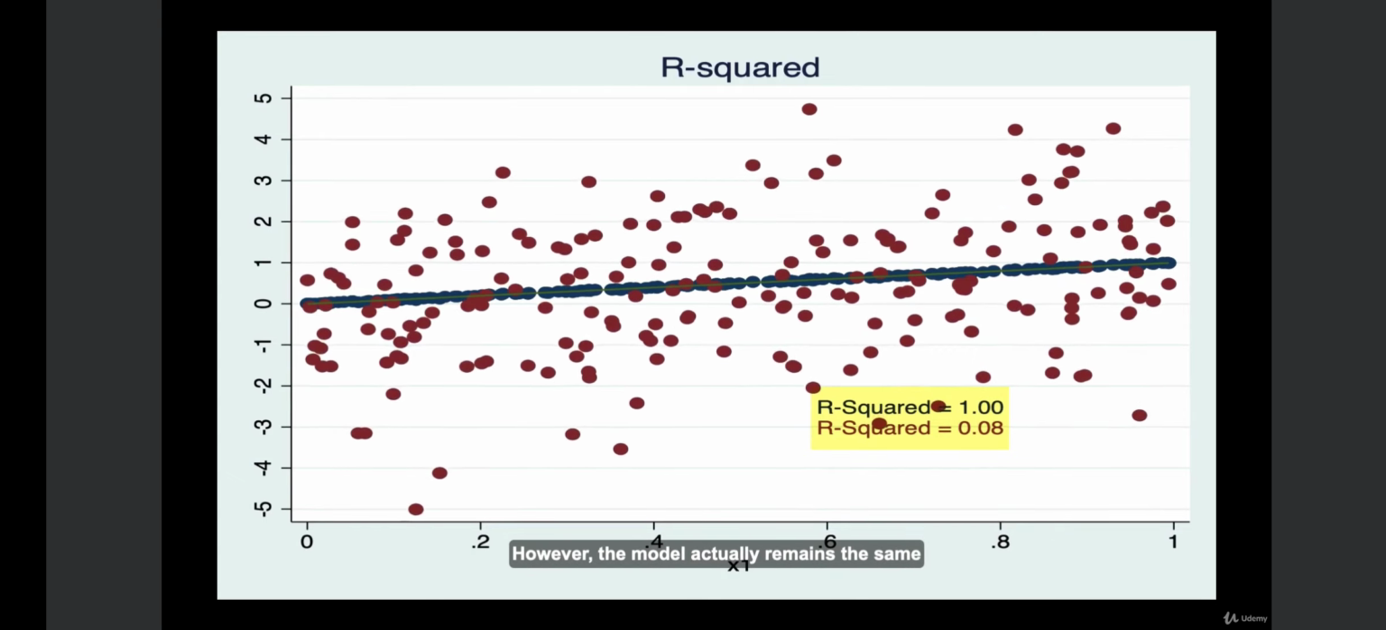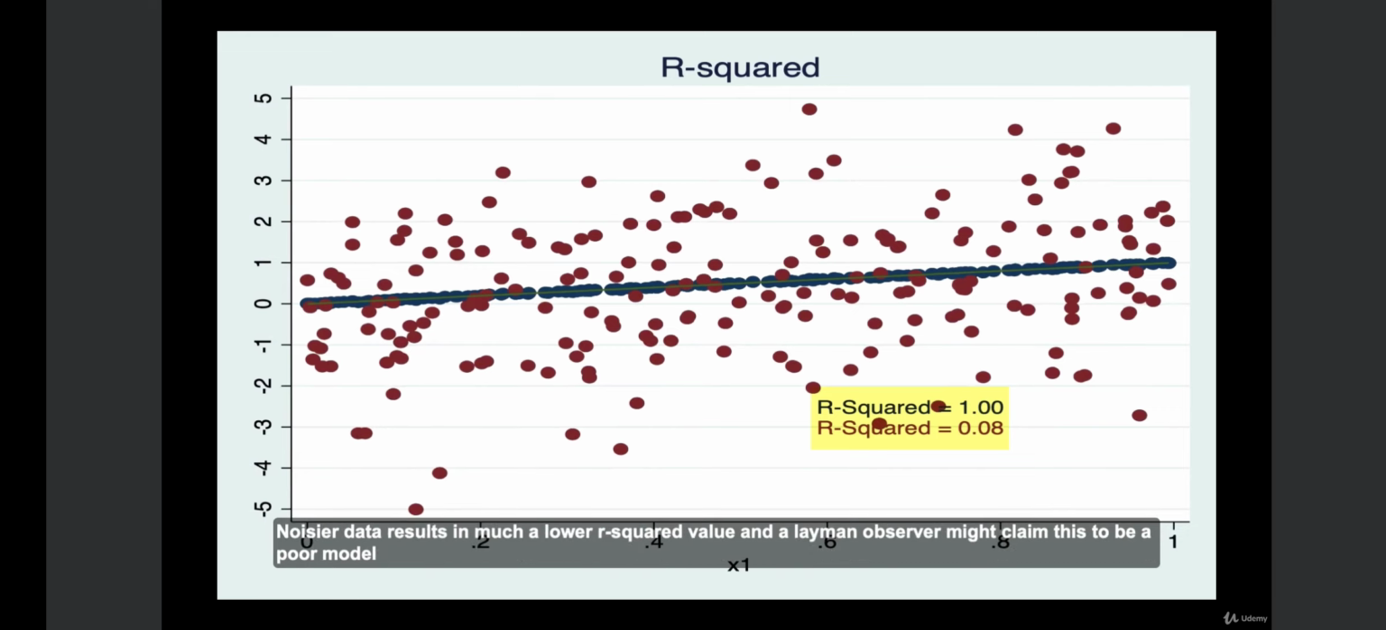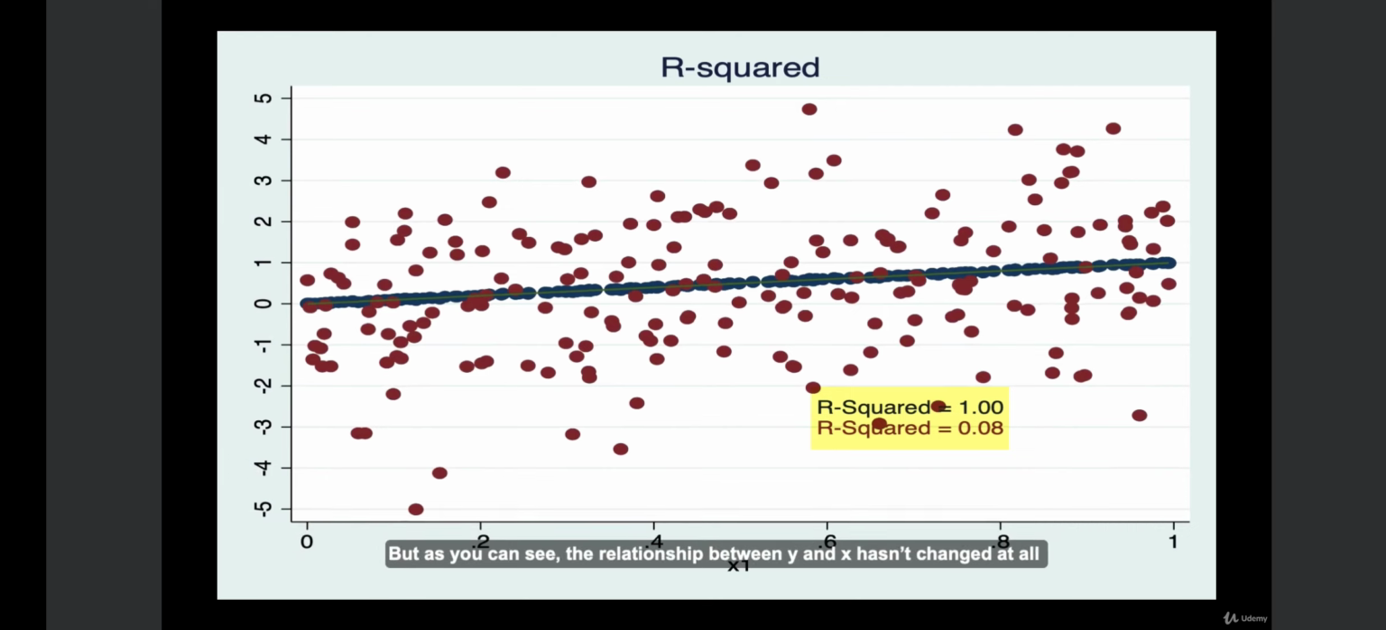However, the model actually remains the same. What is changing is only the noise around the data. Noisier data result in a lower R-squared value, and the layman observer might claim this to be a poor model. But as you can see, the relationship between y and x hasn't changed at all, and the model continues to recover the correct coefficient value. Both models in this case have the same validity, even though they have different R-squared values. And that is why one should always be careful with R-squareds. The R-squared example leads us to our next discussion point.